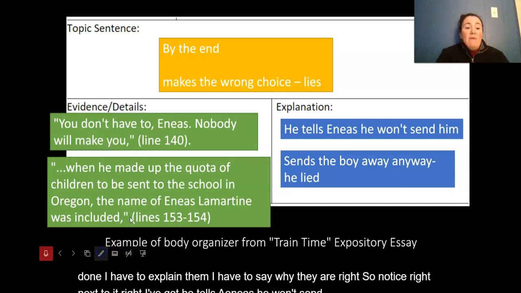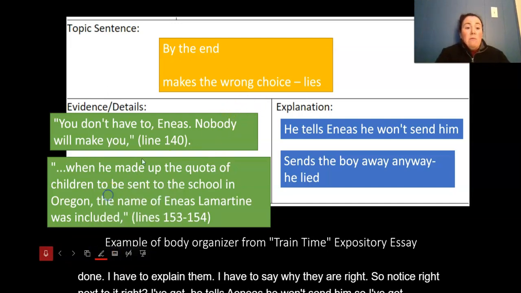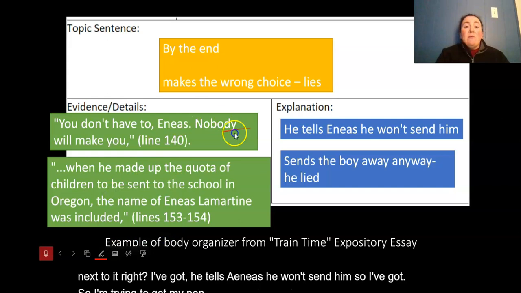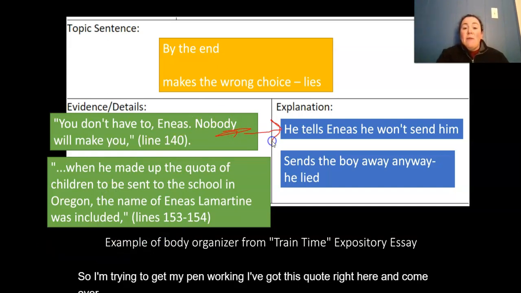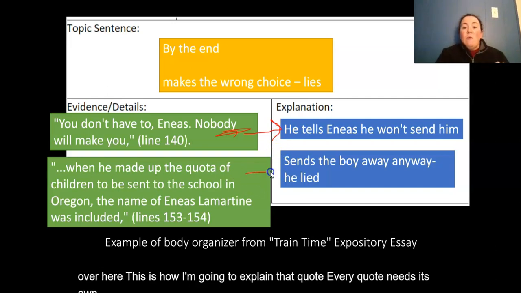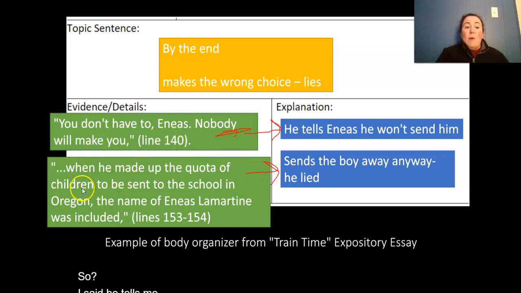I've got this quote right here, and come over here. This is how I'm going to explain that quote. Every quote needs its own explanation. Then this quote is going to be explained right here. So I said he tells me he won't send, and then I show how he lies.